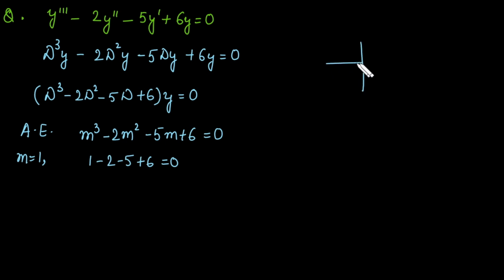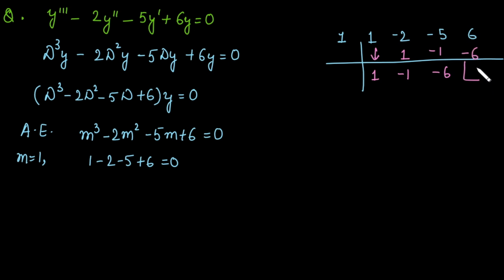So next we will collect the coefficients. In this case the coefficients are 1, −2, −5, 6, and m = 1 is one of its solutions. We will keep 1 over here. Bring this number down as it is. Multiply these two, we have 1, then add, giving −1. 1 into −1 is −1, add these two, we get −6. Then 1 times −6 is −6, and adding these two, we have 0. In this case, we have the quadratic equation m² − m − 6 = 0.